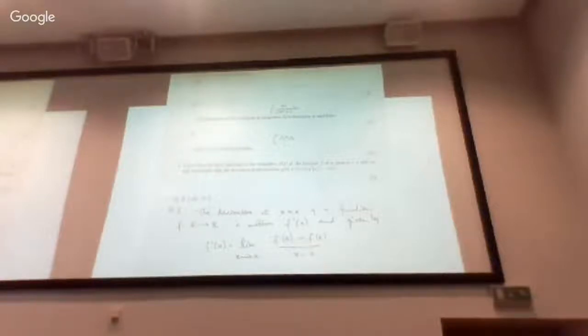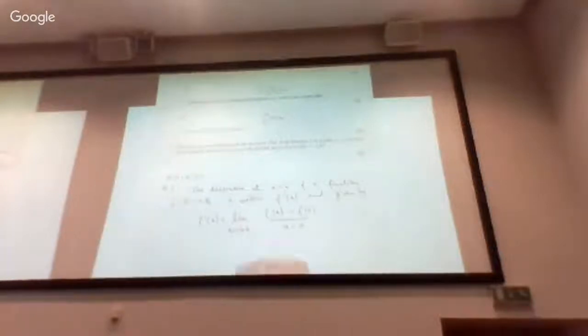The quotient there, f of x minus f of a, is the change in value of the function between x and a. Scaling it by x minus a makes it the relative change: the amount of change as a proportion of the change in the argument. And then we're taking the limit of that as x approaches a.